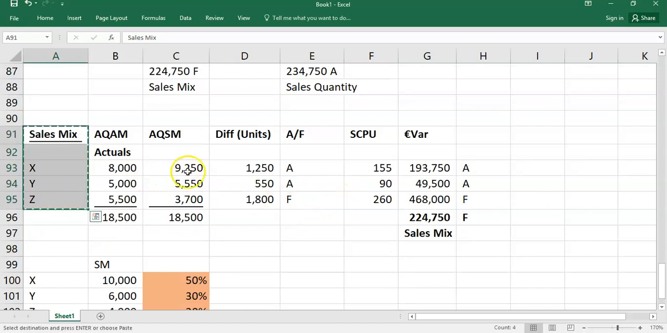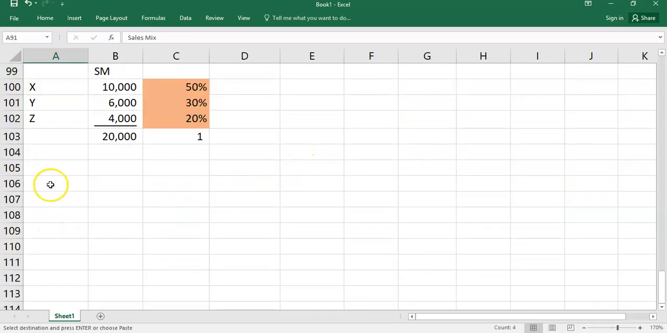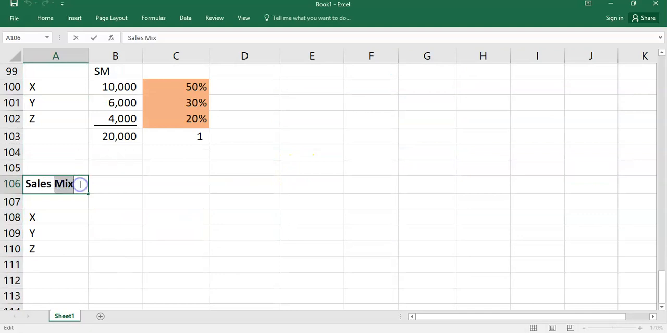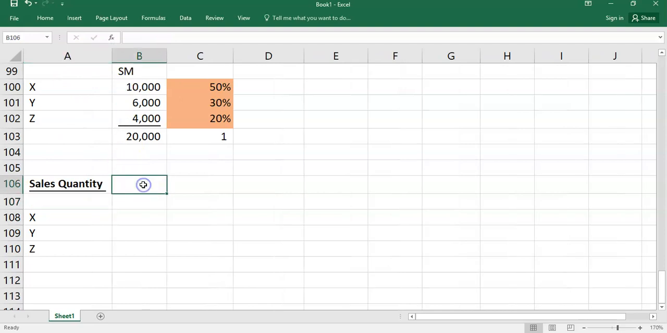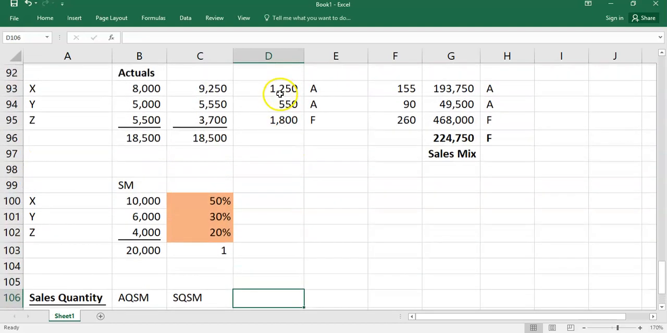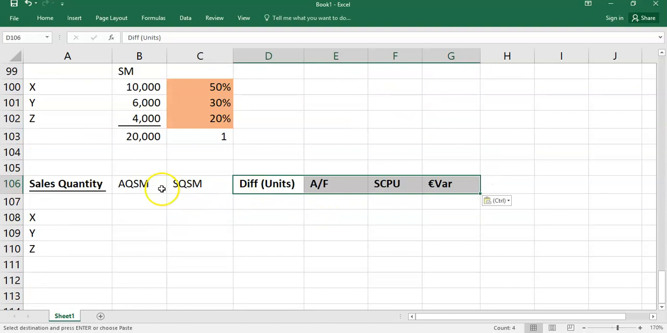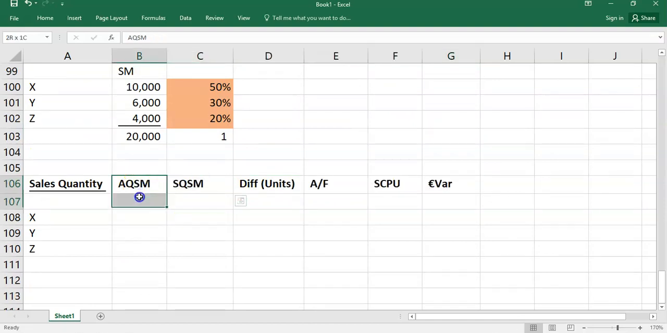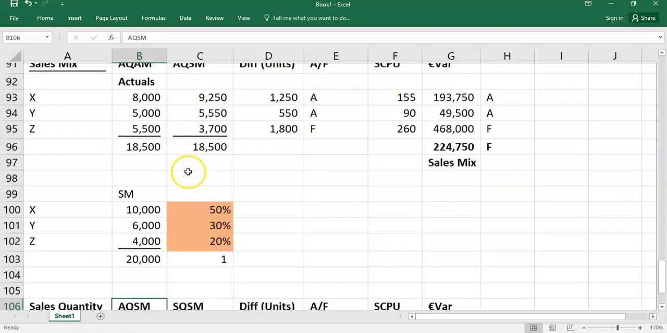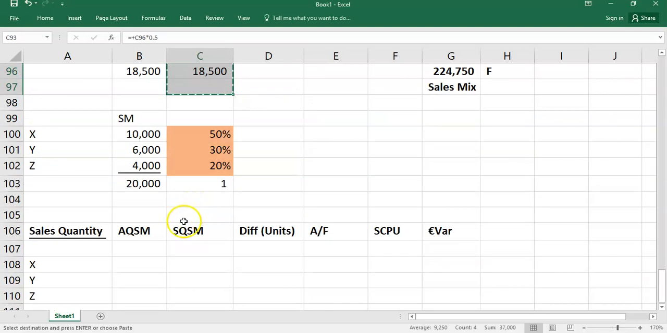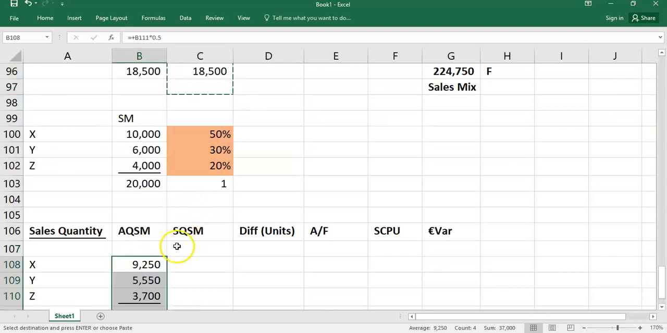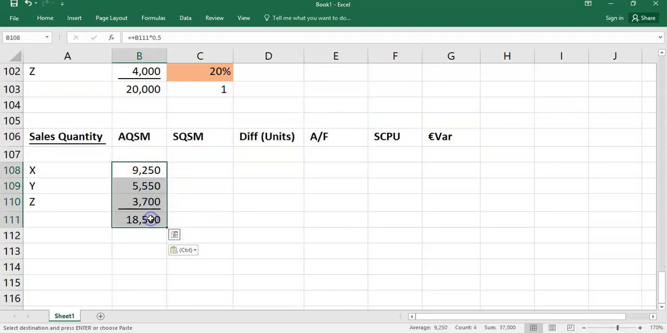So we'll take our template again, the sales quantity variance. The columns here now will be AQSM, SQSM, and the rest of them are the same. Difference, adverse, favorable, etc. down along. Don't reinvent the wheel. You have these done already. AQSM is used in both, so just slot them back in from the previous table. They will always be universal to both tables.